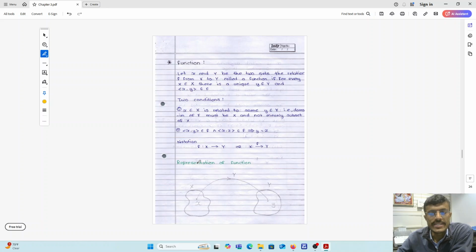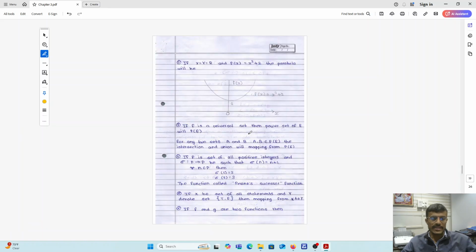Now the next point is, what is meant by function? A function is nothing but, let X and Y be two sets. The relation f from X to Y is called a function if for every x belonging to X, there is a unique y belonging to Y and (x, y) belongs to f. Means, for example, if two sets X and Y are there, then X should be mapped with the elements from Y. Once that is done, it is called a function.